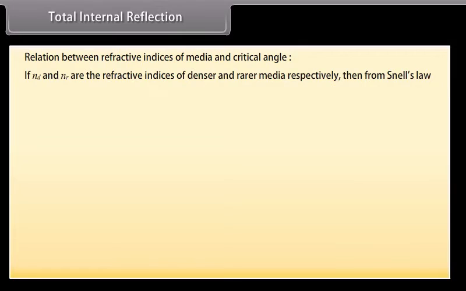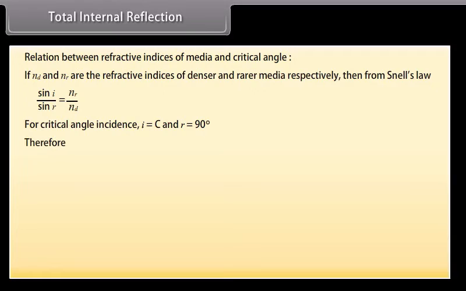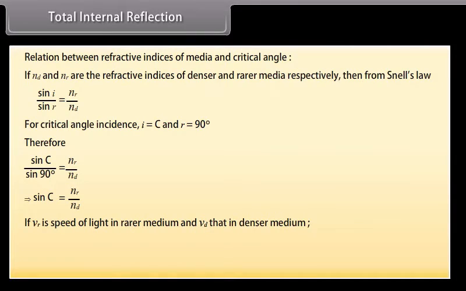If nd and nr are the refractive indices of denser and rarer medium respectively, then from Snell's law, sin i by sin r is equal to nr upon nd. For critical angle incidence, i is equal to C and r is equal to 90 degrees. Therefore, sin C by sin 90 degrees is equal to nr by nd. It implies sin C is equal to nr by nd. If vr is the speed of light in rarer medium and vd that in denser medium, then sin C is equal to vd by vr.